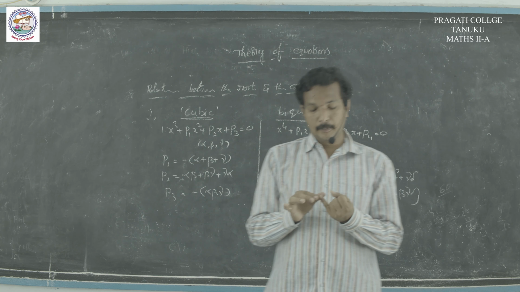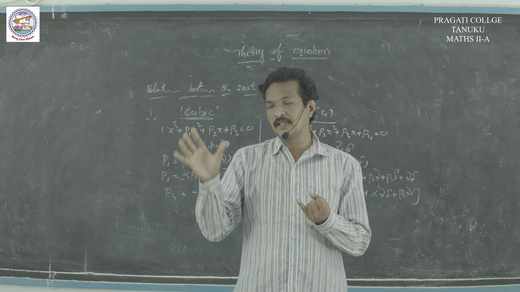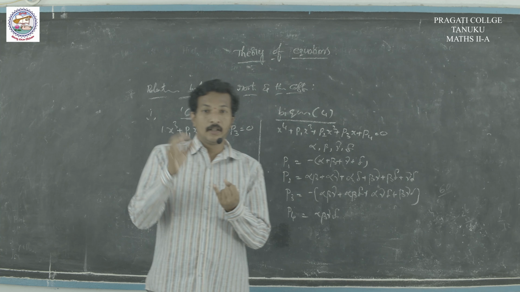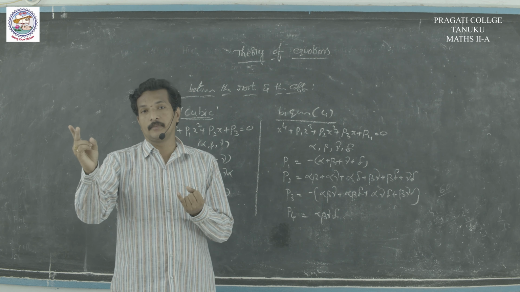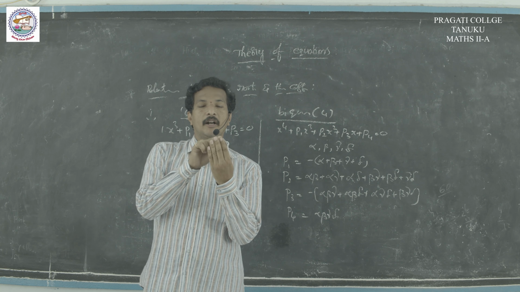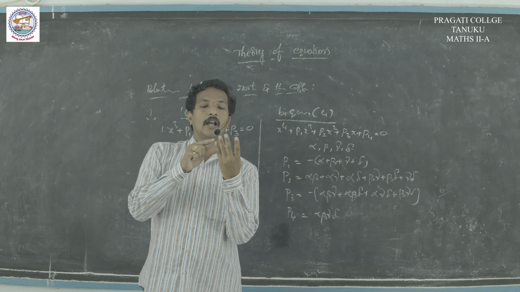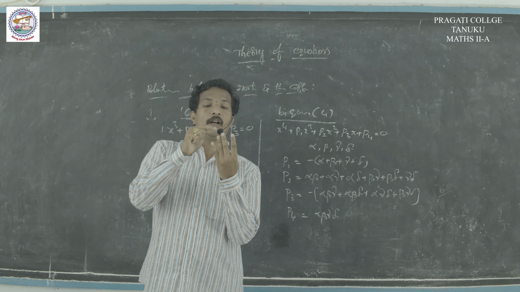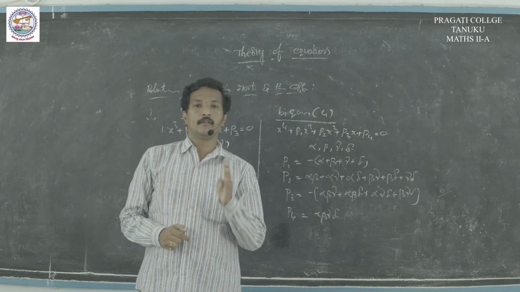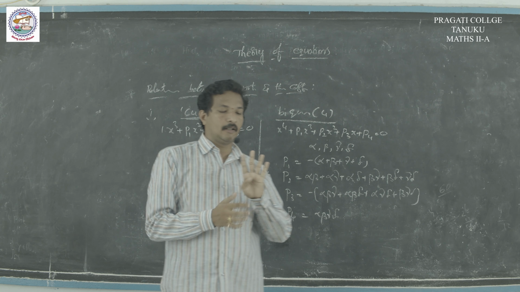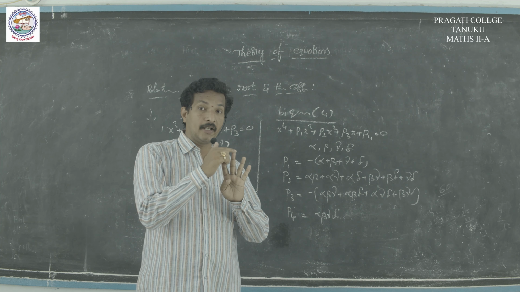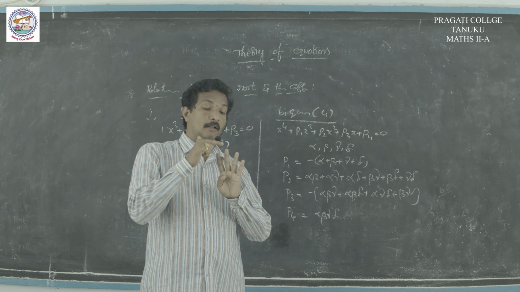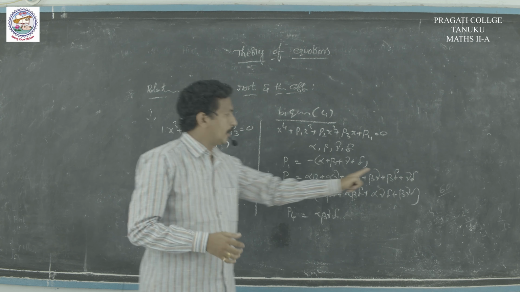There are four roots. P1 is equal to minus of the sum of the roots, that means alpha plus beta plus gamma plus delta. P2 means the sum of the product of the roots taken two at a time. There are four roots, alpha, beta, gamma, delta, taken two at a time: alpha beta plus alpha gamma plus alpha delta plus beta gamma plus beta delta plus gamma delta.